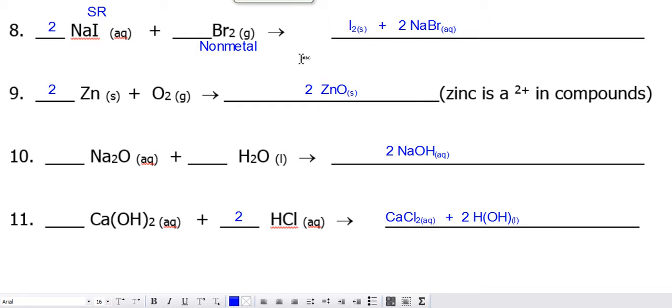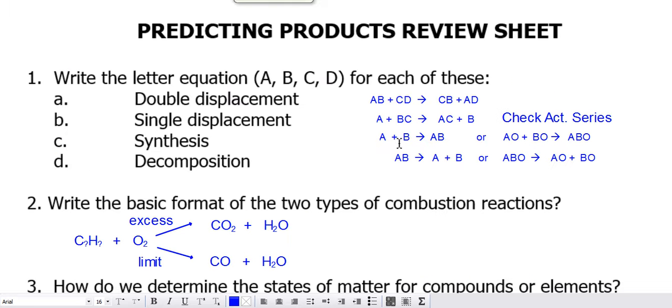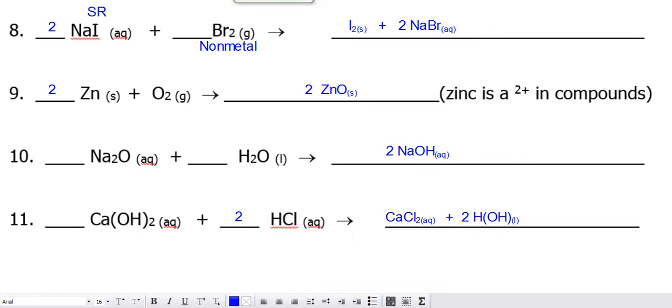Let's look down to the next one. Zinc and oxygen. One element. That sure looks like a synthesis reaction. Yep, 2 elements coming together. And when we put the 2 elements together, we have to follow the charges. I give you a big hint here. Zinc is a +2 in compounds. Oxygen's a -2. There is our compound right there.